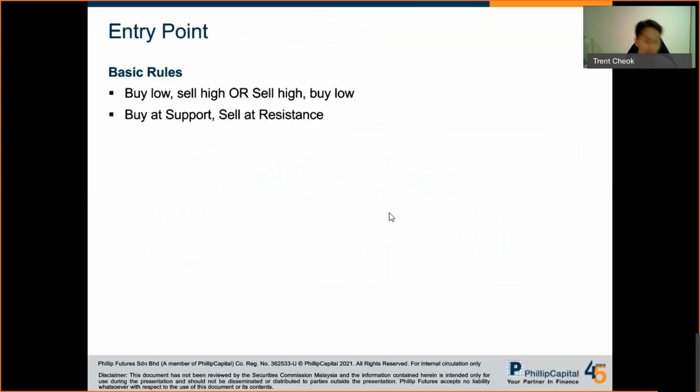Okay. After you identify the overall trend of the market, the next thing is how to make profit from the market, which is we will determine the entry point. I have one basic rule for entry point, which is to buy low and sell high for a long position, or sell high and buy low for a short position. Where you should buy and where you should sell is: buy at support and sell at resistance. So to determine entry point, you need knowledge on how to identify support and resistance.